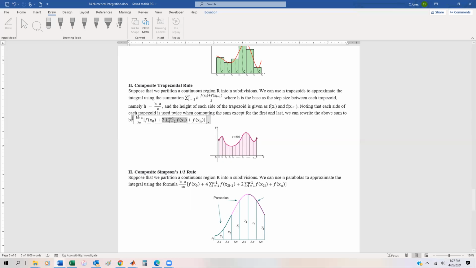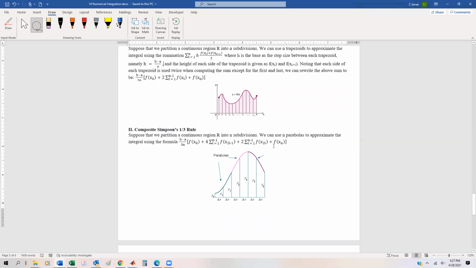And so what we get is b minus a over 2n, the 2 coming from right here. B minus a over n is going to be the change in each of the positions. And then finally, we just put it into this formula where we're adding up twice all of the heights for each side of the trapezoid, and then the left end and the right end.